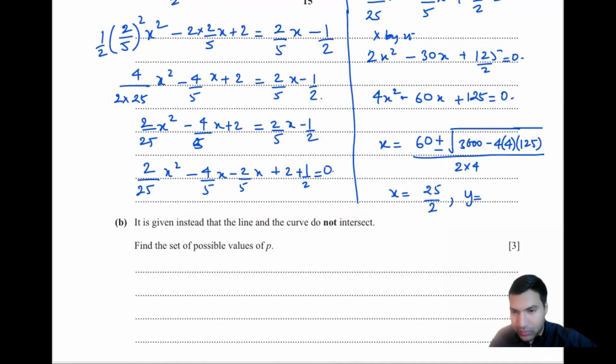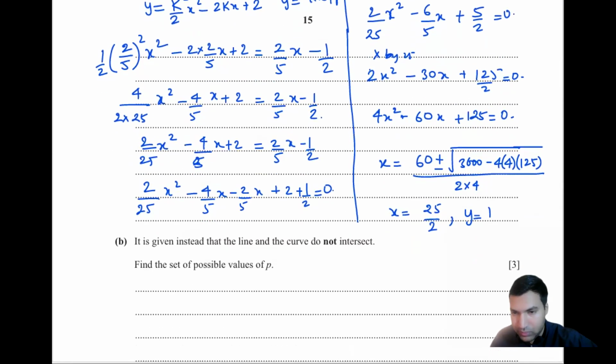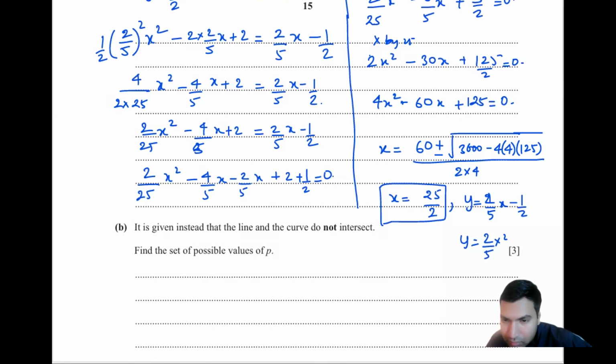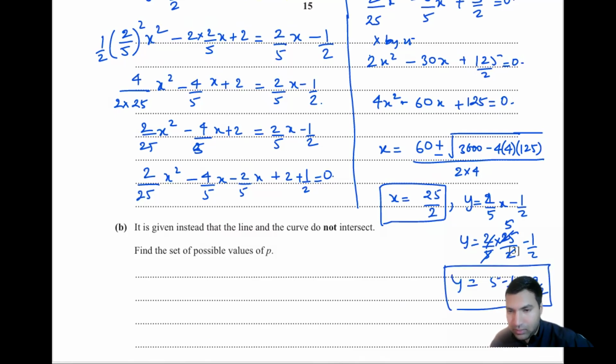So y is equal to, put it in the equation of the line. y equal to kx plus p. K was how much? K was 2 by 5, right? So 2 by 5 x minus 1 by 2. So we got x as 25 by 2. So let me put this here: 2 by 5 into 25 by 2 minus 1 by 2. So we get 5, 2 and 2 cancels out, 5 minus 1 by 2, which is 9 by 2. Okay, so these are the other coordinates.